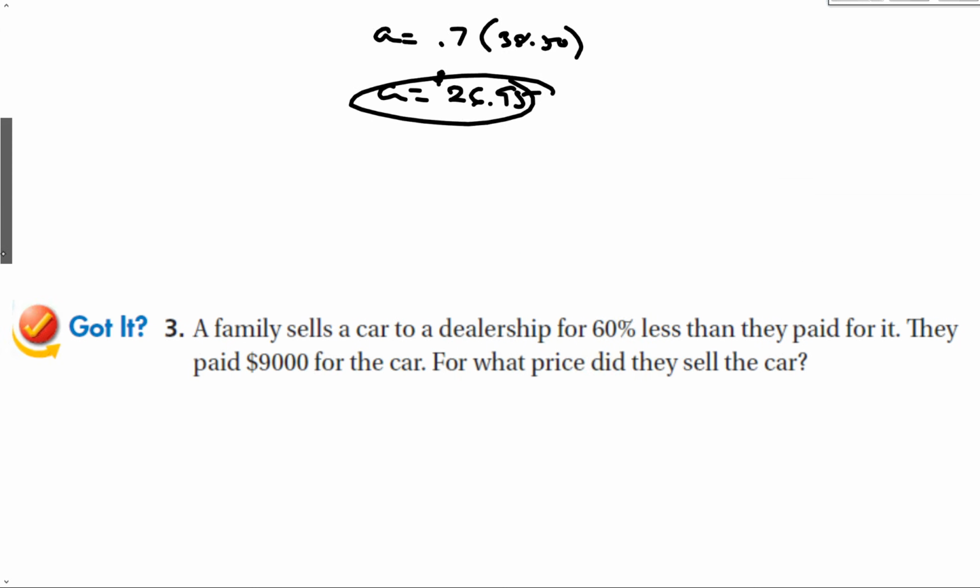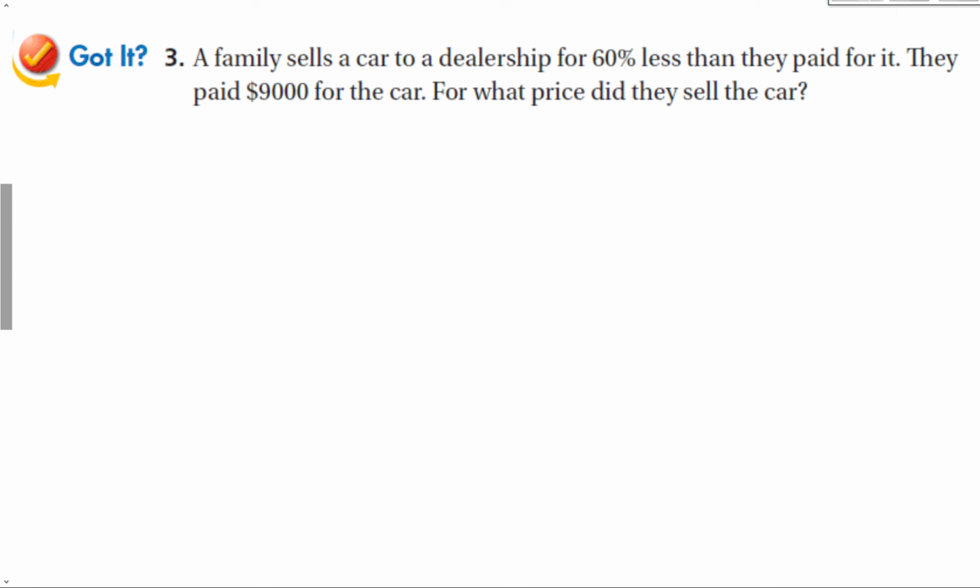Okay? Let's try a got it problem. A family sells a car to a dealership for 60% less than they paid for it. They paid $9,000 for the car. Okay? So if we think about this, that's the discount that the family's selling the car to the dealership for, which means the cost after the discount is applied is going to be 40%. So that's how much the family is going to get for their car.